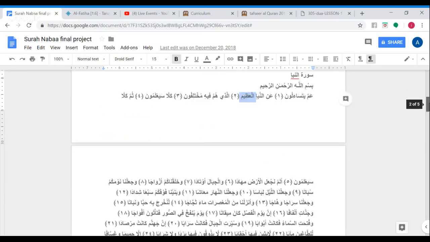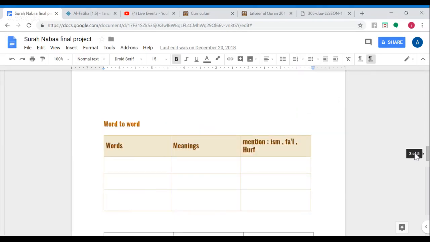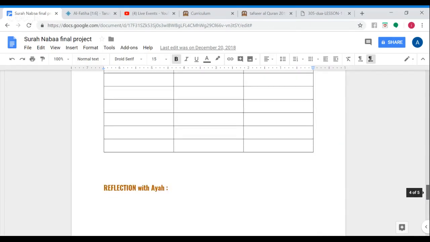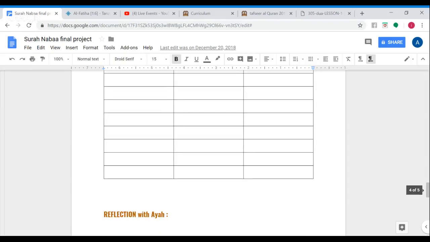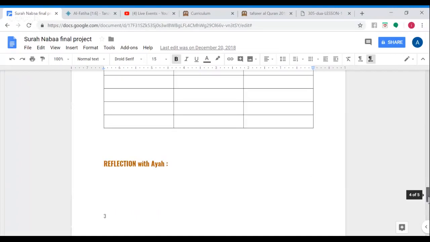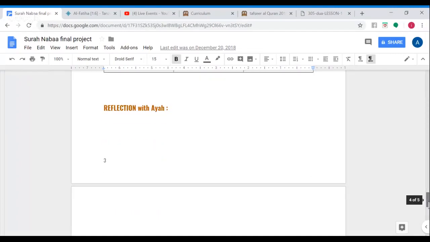Now, in this section, you have to know whether it is ism, fa'il or harf. You need to have some markers for how to identify these words. This is very basic. Okay, and you have to write down as many as you can, inshallah. You can add more columns and tables if you want. Now, reflection with ayah is very important. This is about our tafsir.